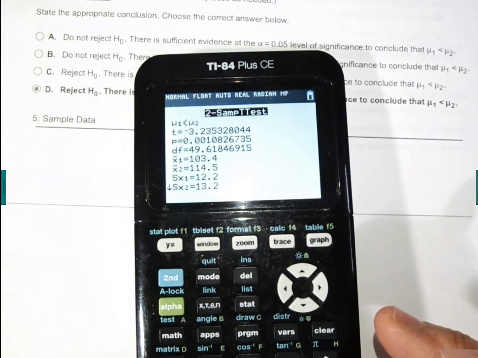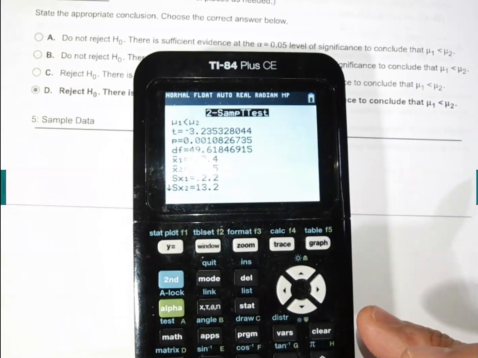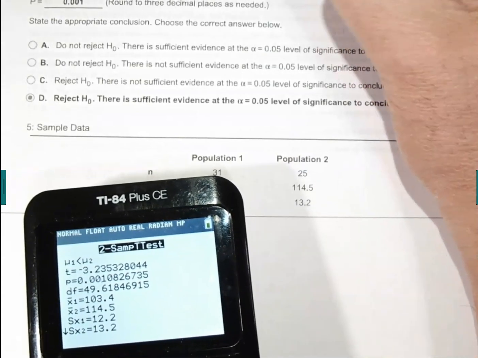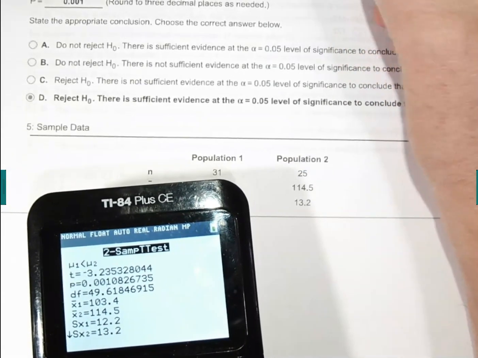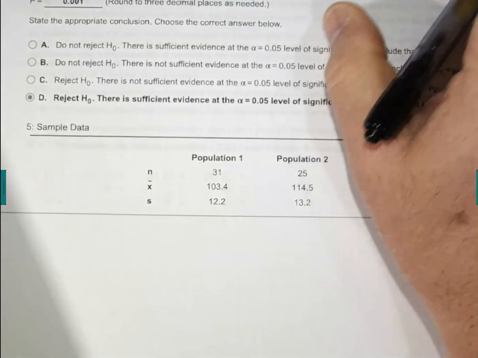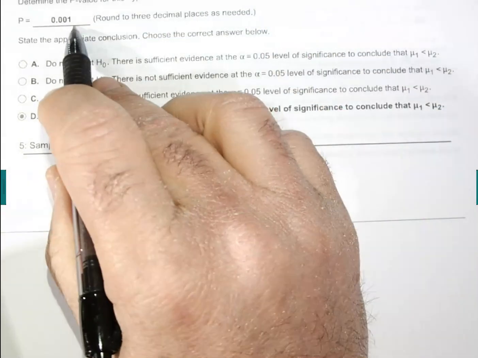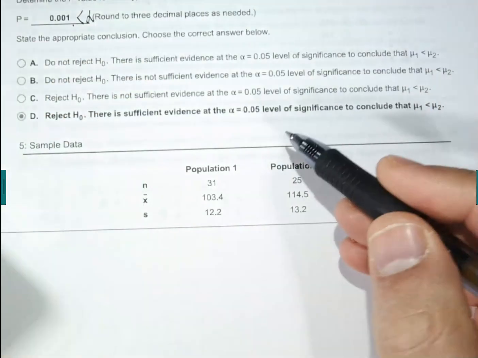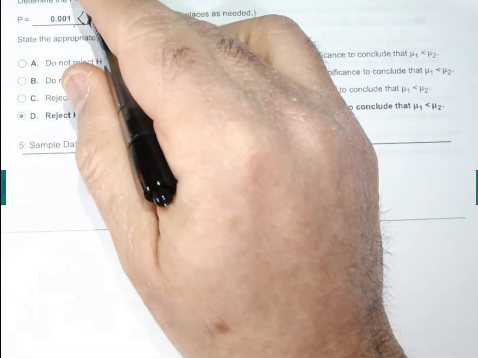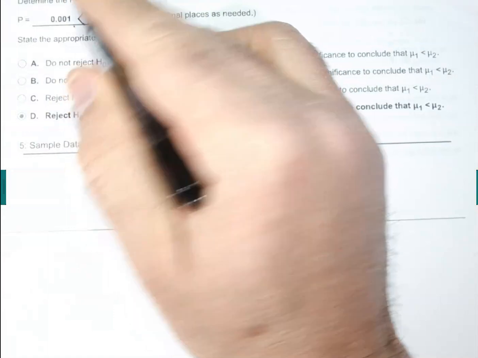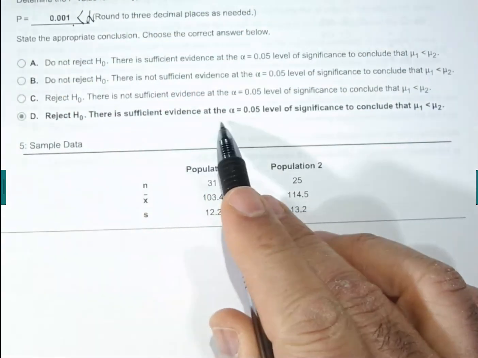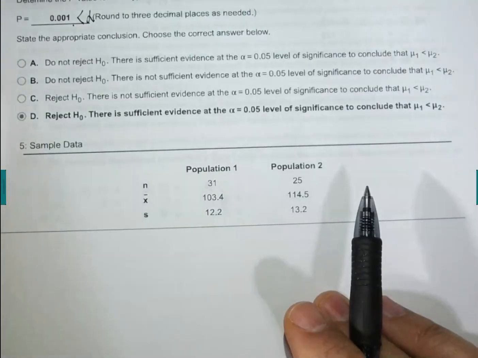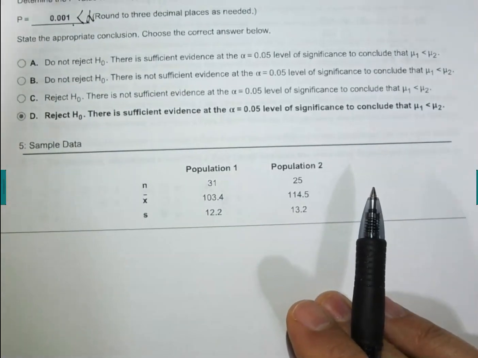Okay, I got the p-value to be 0.001, and the test statistic, if he asks you to find the test statistic, it's negative 3.235. All right, and this is the p-value, which is less than alpha. We reject H0. And we reject H0, and since the claim happened to be in H1, we support the claim. There is sufficient evidence to conclude that mu1 is less than mu2. Next question.